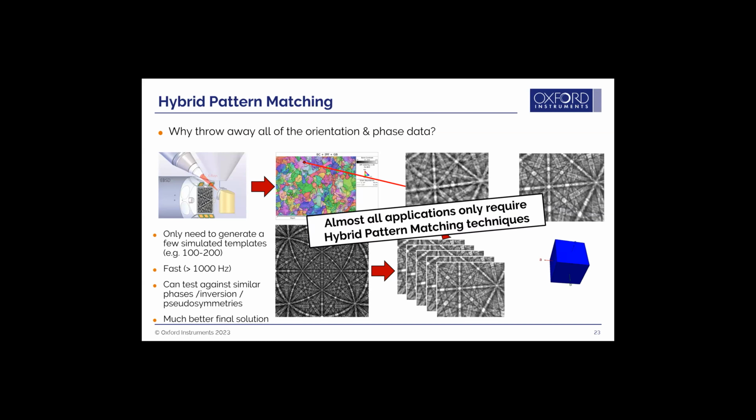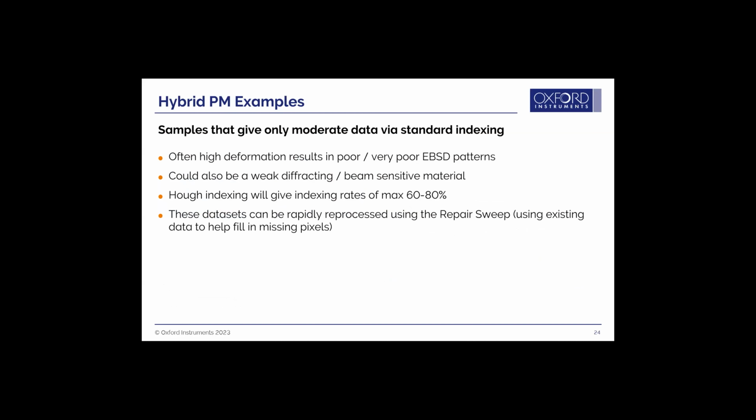And really, I think where we've come to is you may only need the hybrid pattern matching to get the job done. Going full dynamic template matching might be a bit excessive. So let's talk about some examples, and this is just an extension of what we talked about with dynamic template matching.